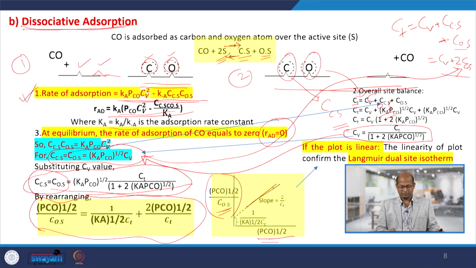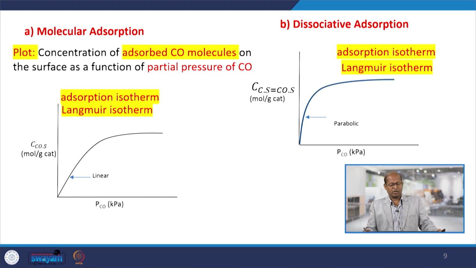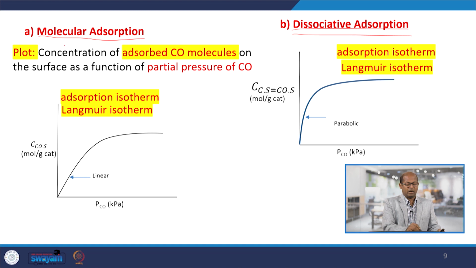So, then this type of line will come if we extend that. Similarly, intercept and slopes will be obtained, and from there the rate constant and reaction rate constant we can find out. Okay. So, in both cases we compare: suppose you have experimental data, and based on that we see whether the adsorption is molecular adsorption, non-dissociative adsorption or dissociative adsorption.